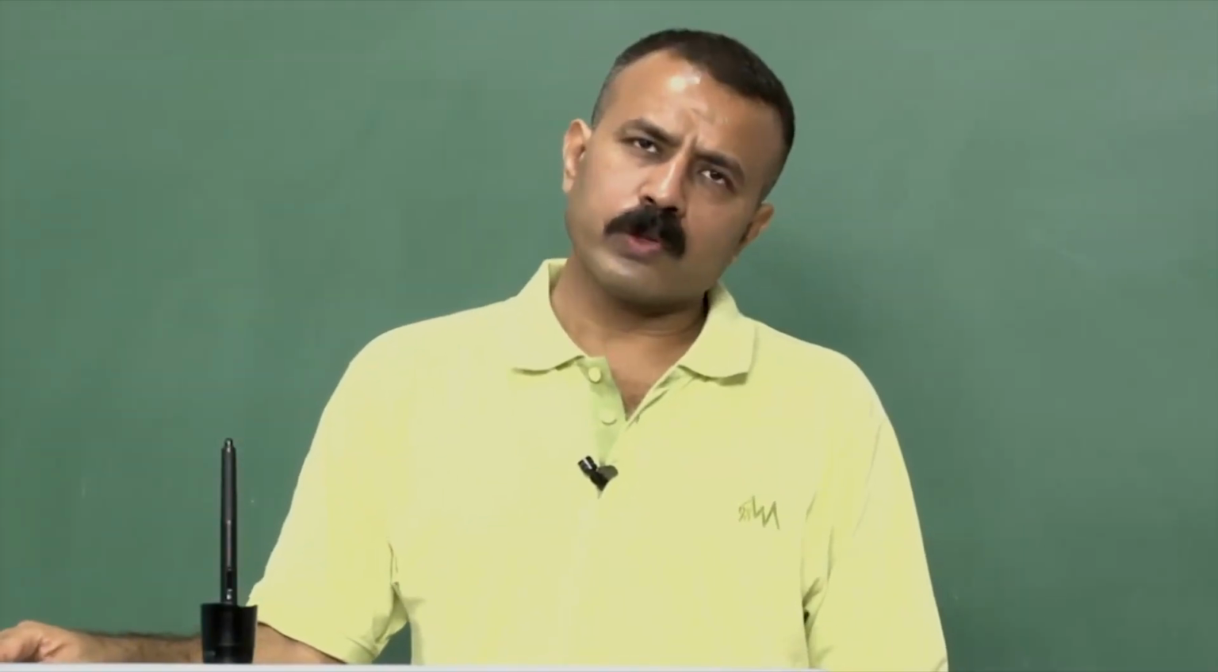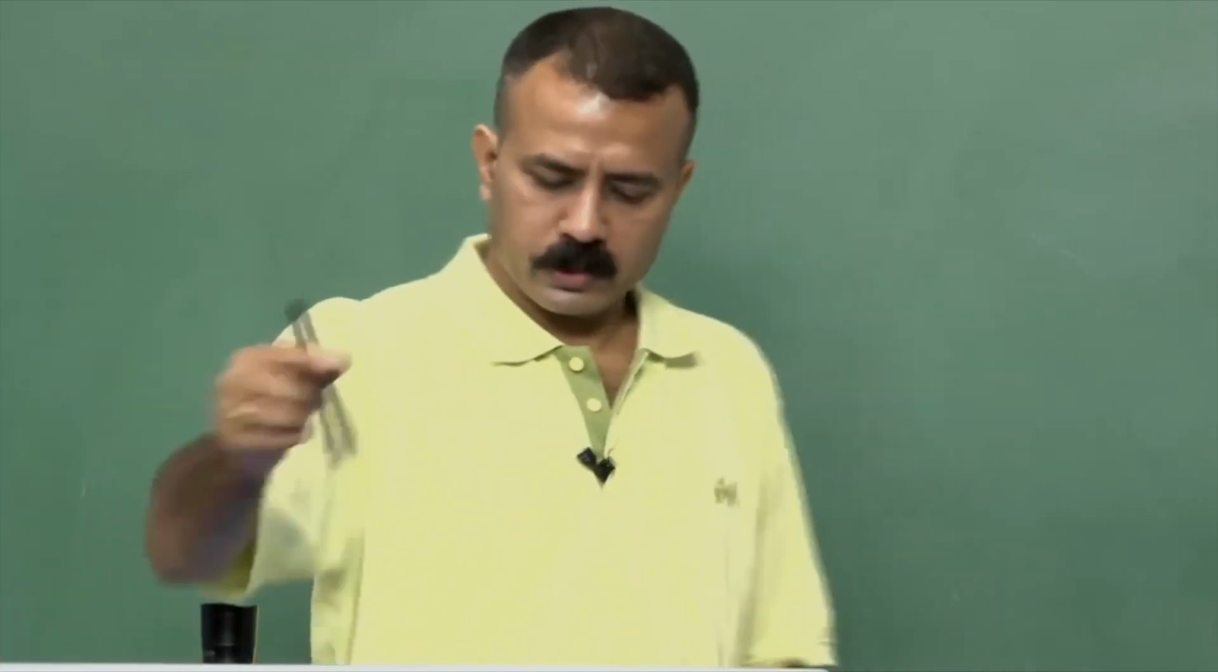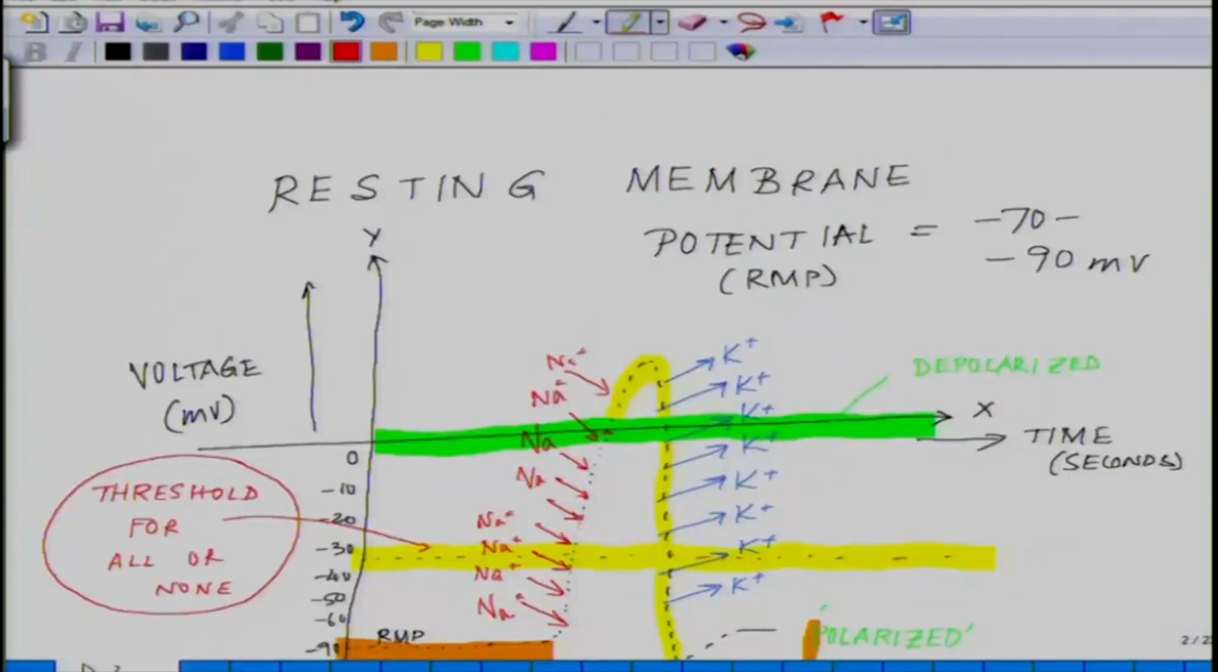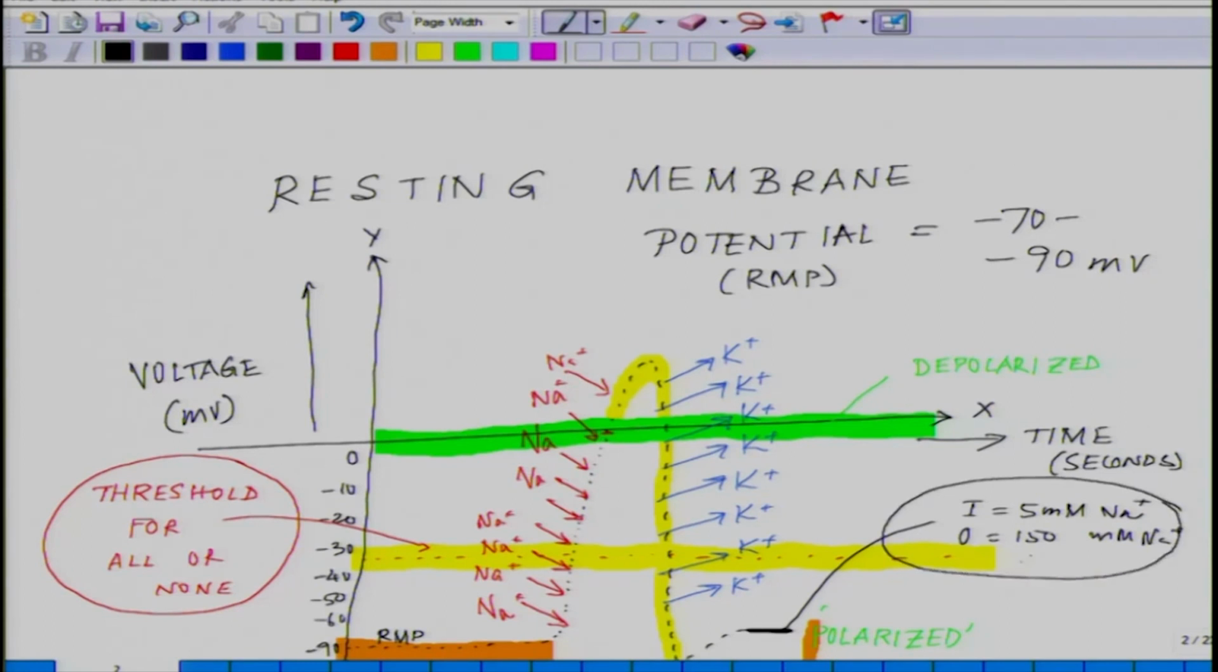Now, if we summarize the event, going back to the trace I was showing here, what is finally happening is that the cell is back to its baseline, where inside the cell you have 5 millimolar of sodium and outside it is 150 millimolar of sodium, and the homeostasis is being maintained.